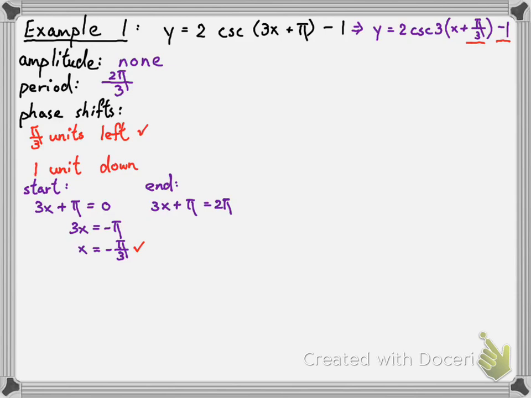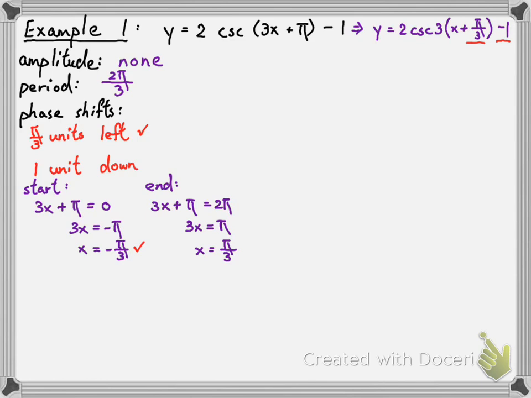Now let's solve for x for 3x plus pi equals 2 pi. We first subtract pi on both sides, that is pi. And then we would have both sides divided by 3. Therefore, x equals pi over 3.